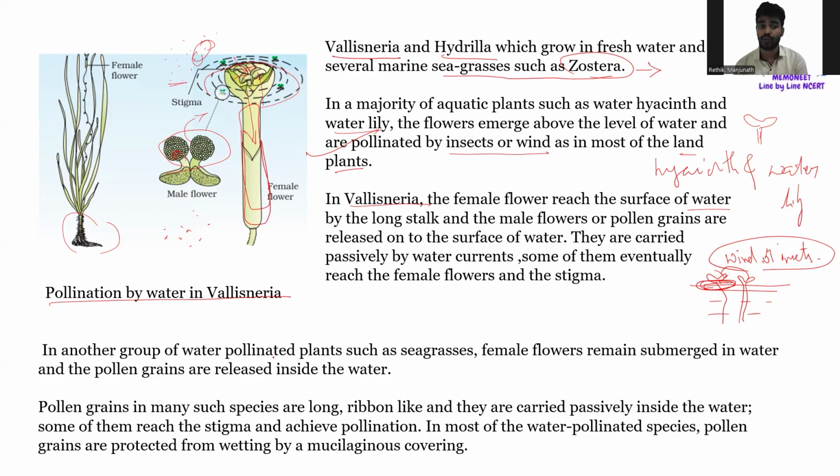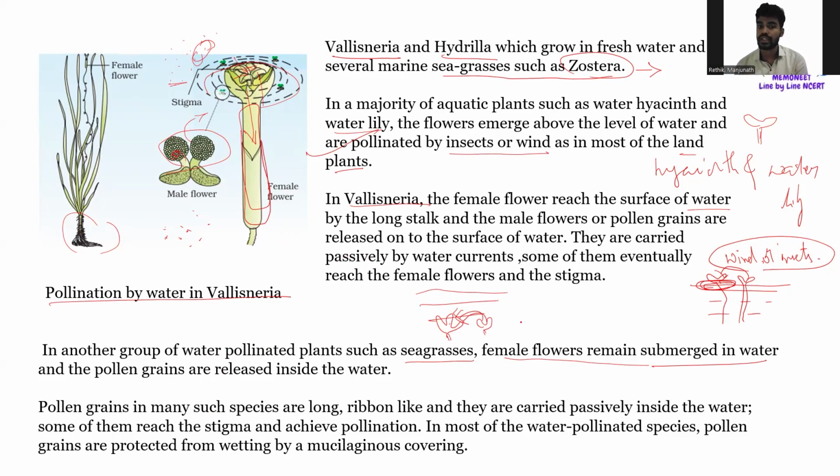In another group of water pollination, such as sea grasses, what happens? The female flowers remain submerged in the water. That means if this is the water, the female flowers are normally submerged within the water itself, and the pollen grains, that is male pollen grains, are also released within the water. So now the pollen grain is going to reach the female flower within the water itself, and the pollination normally happens.